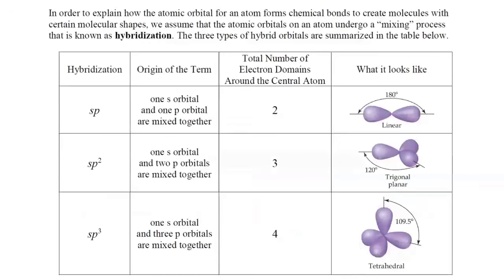So again, looking back at this summary, the hybridization is either sp, sp2, or sp3. The total number of electron domains around the central atom is either 2, 3, or 4. So you can focus on the total number of electron domains around a particular atom in a Lewis diagram, and that will help you get the correct hybridization.